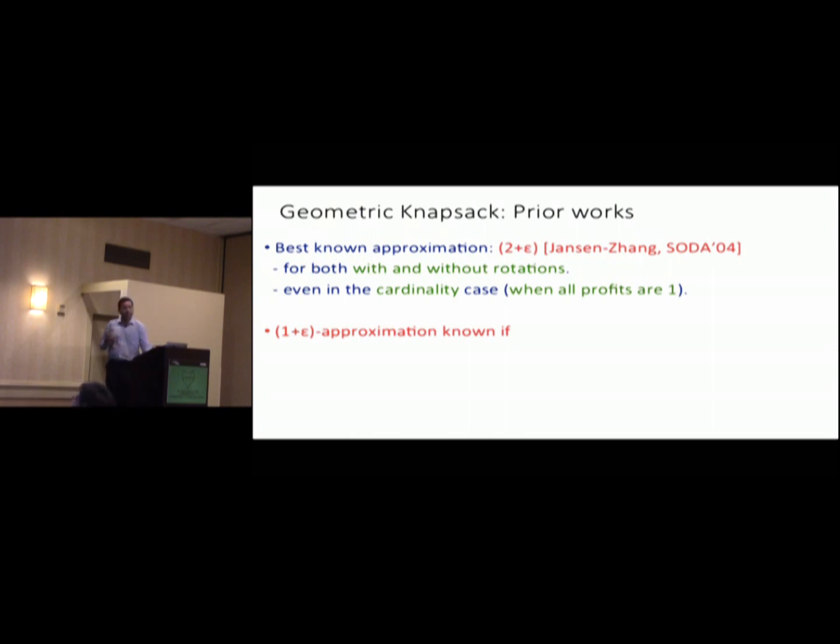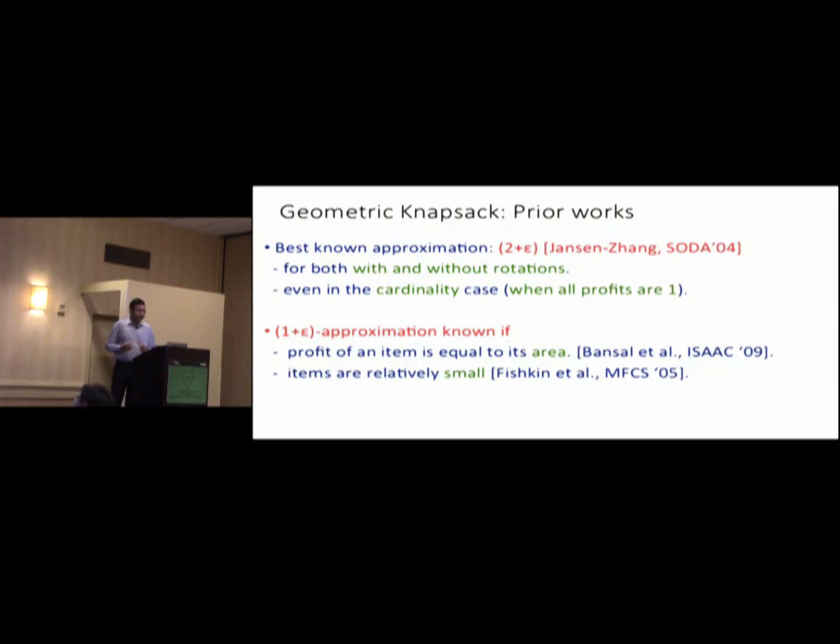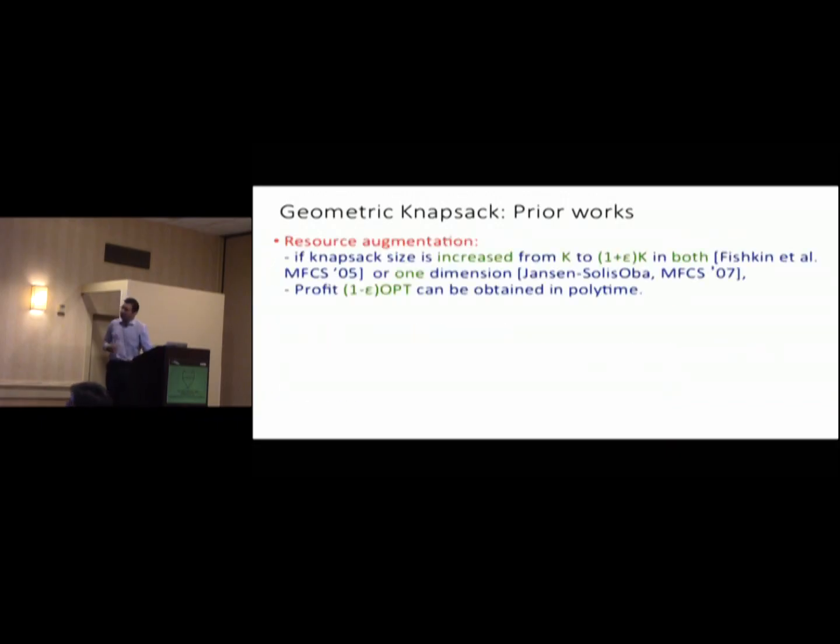1 plus epsilon approximation is known for several special cases. For example, when the profit of an item is equal to its area, or items are relatively small, or they are squares, and so on. And this problem is also studied under the resource augmentation framework, where you can increase the knapsack size slightly from k to 1 plus epsilon times k, either in both dimensions or even in one dimension. Then you can obtain almost optimal profit in polynomial time.